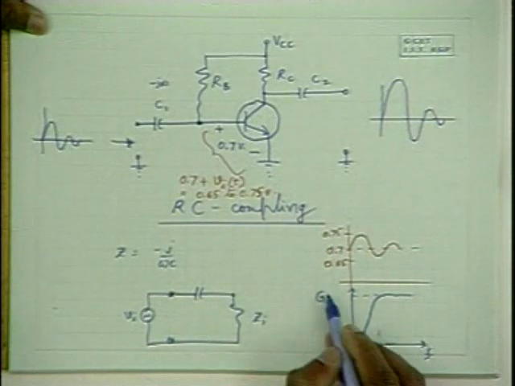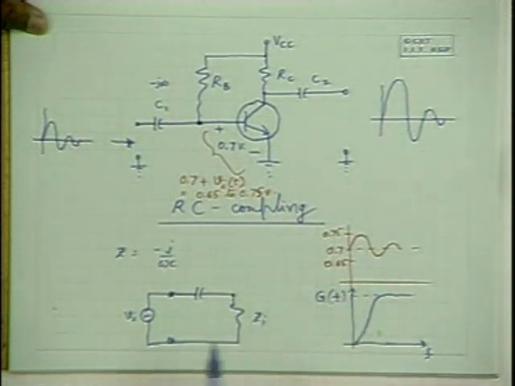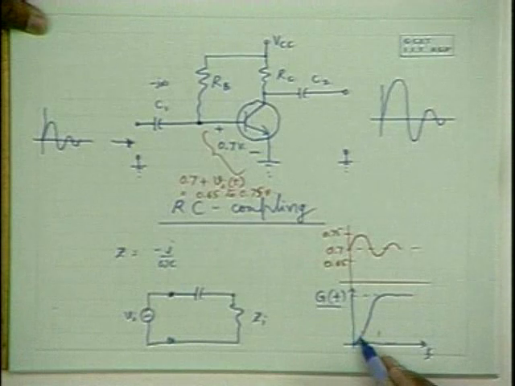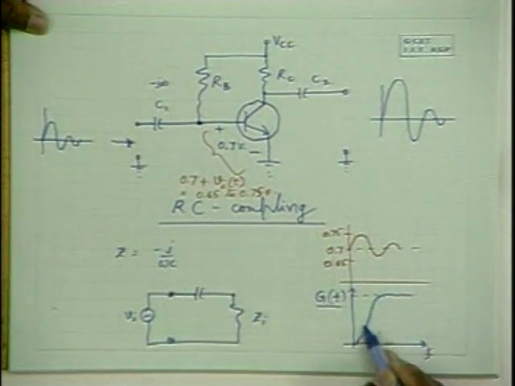Actually, gain becomes a function of frequency because of the presence of these reactive elements. If it has only terms like Ri by Rs plus Ri, it would be purely real. If it has terms like Zi by Rs plus Zi, it becomes a function of frequency. So hence gain is a function of frequency. On the low frequency side, the gain falls like this.